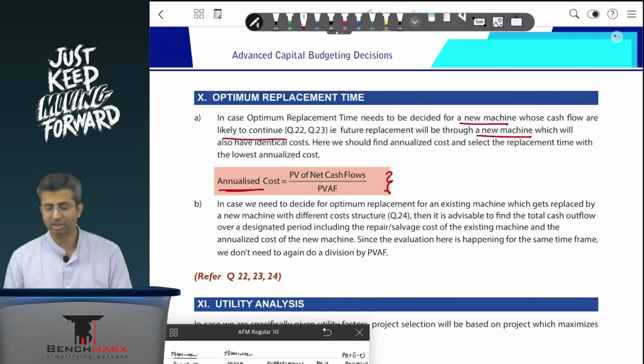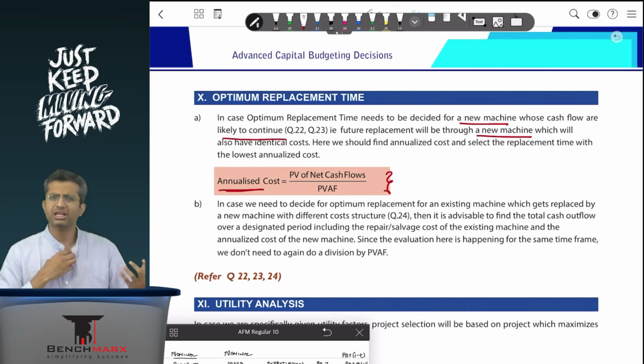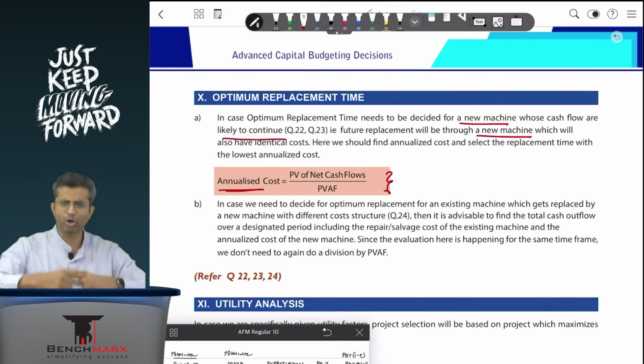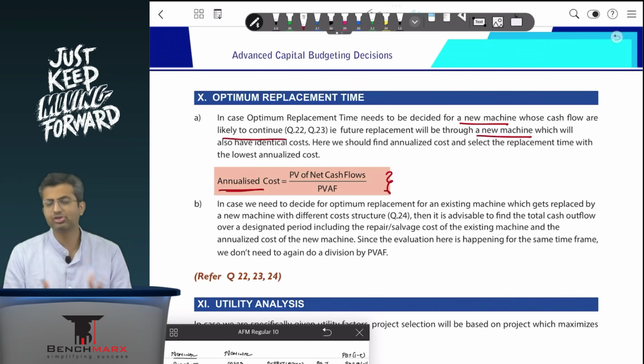Now there can be certain sums where you are deciding just to replace the existing machine and in turn take a new machine, in which case the new machine is completely different, the existing machine is different, in which case you will have to do the evaluation for the existing machine separately. But generally for optimum replacement time, if the type of machine being replaced is similar, what you will do is calculate the equated annualized cost. The year where you get the lowest equated annualized cost is the option that you will select.